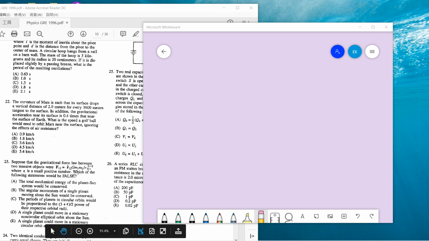Okay, so 22 says that the curvature of Mars is such that its surface drops a vertical distance of 2 meters for every 30,000 meters tangential to the surface. In addition, the gravitational acceleration near its surface is 0.4 times that near the surface of the Earth. What is the speed of a golf ball that would need to orbit Mars near its surface?